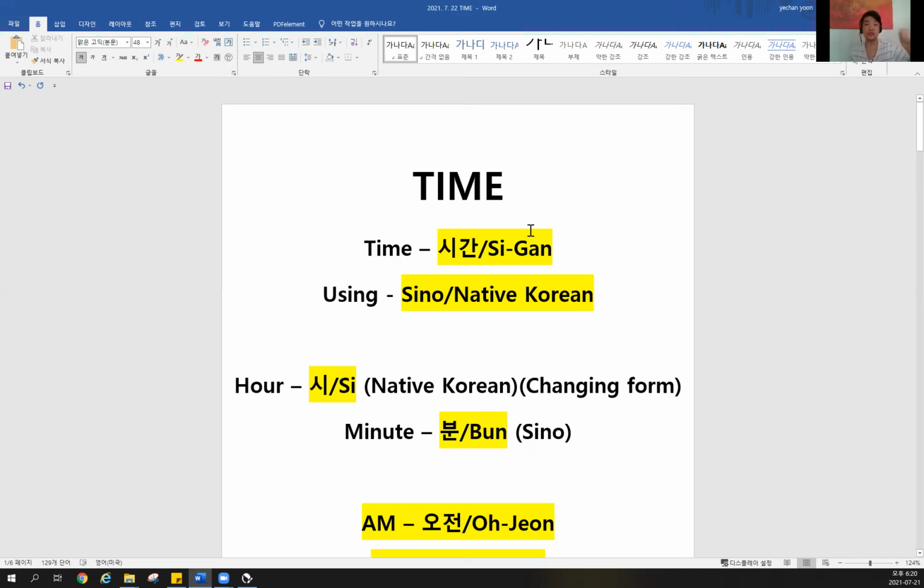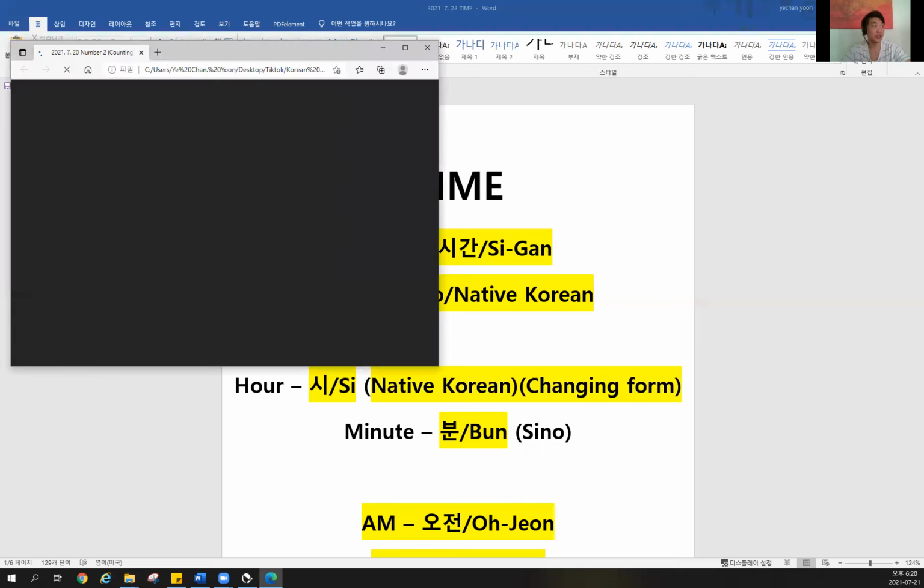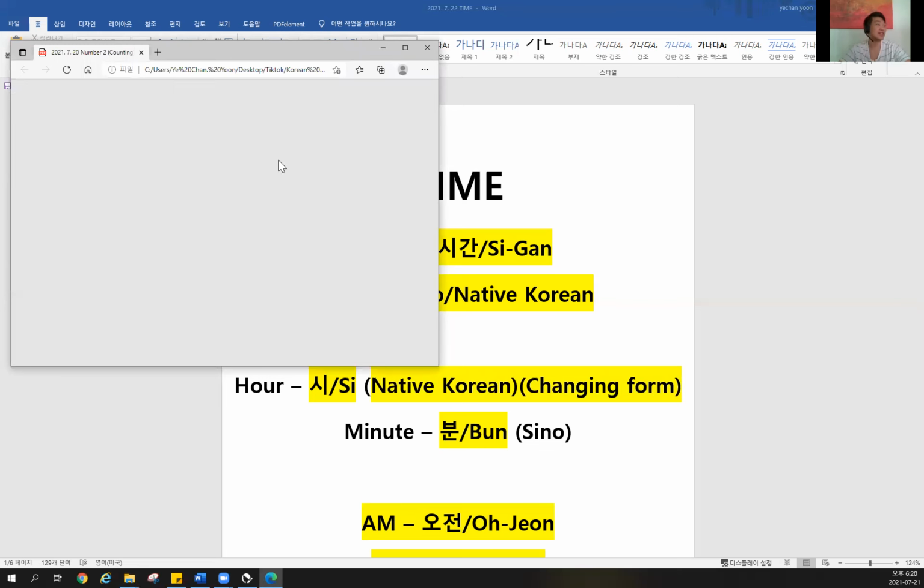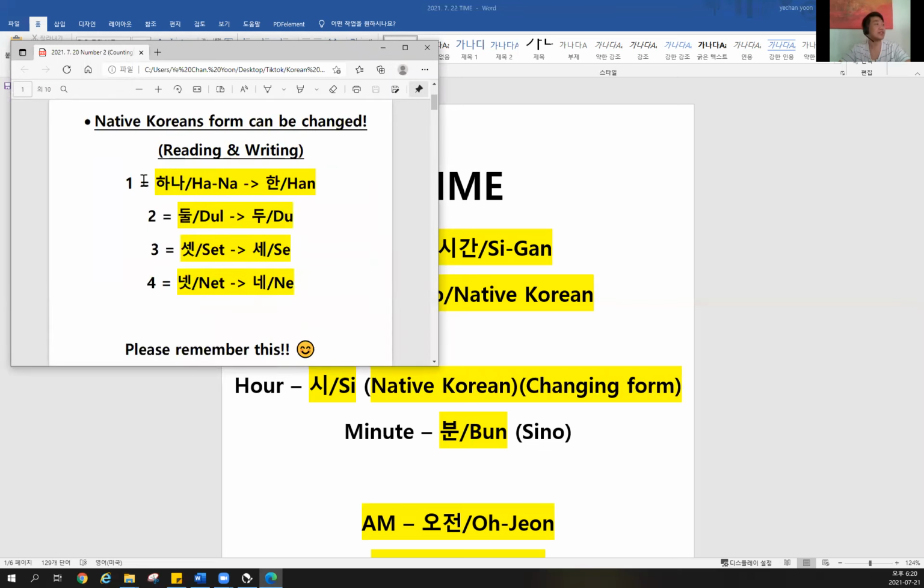Did you remember that when we're writing we use the Sino, and when we're reading we use some native Korean? Here it's also the same, guys. For the hour, we're going to use the native Korean with the changing form. Did you remember it? Okay, I'm going to show you. Let's see, what was the previous counting? There we go. Can you see this one? Yes, the changing form is this one.